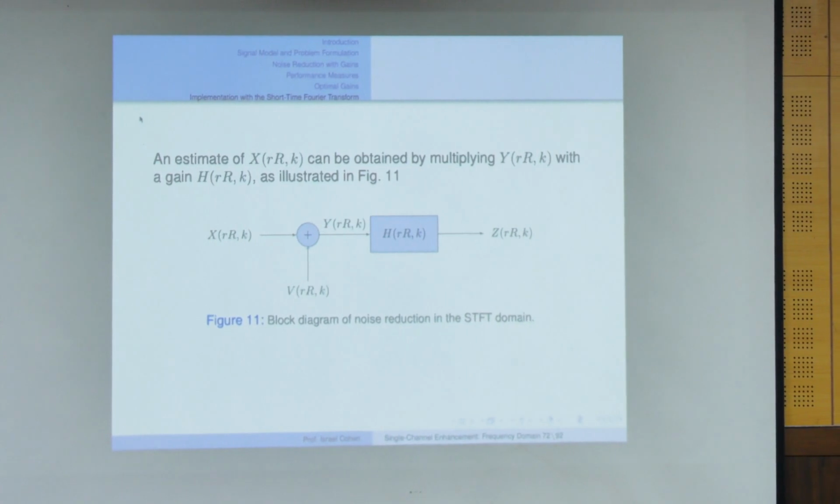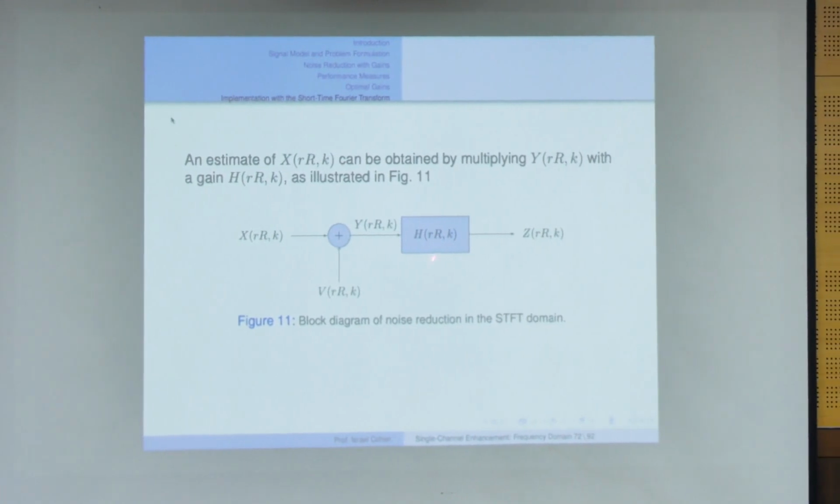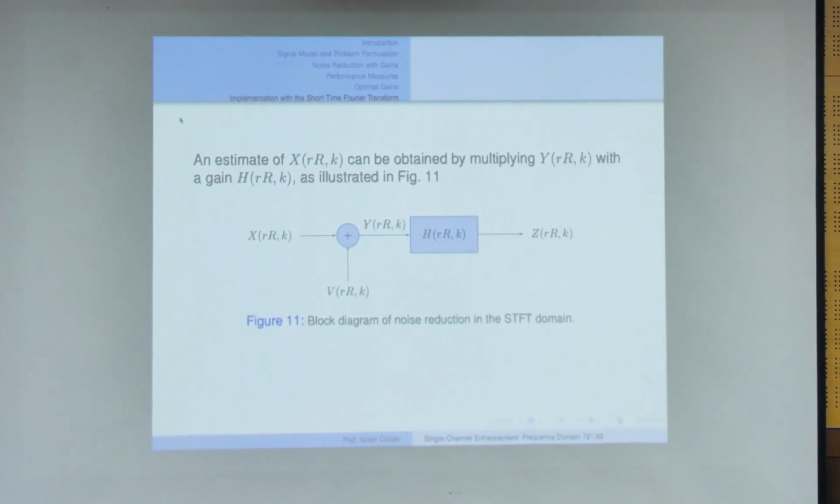But generally, signals are not stationary. So the gain should be computed or adjusted also in time. So it depends on the time index, r, and the frequency index, k. And after we find this estimate of the clean signal for each time-frequency bin, we need to do the inverse STFT. How do we do the inverse STFT on this?